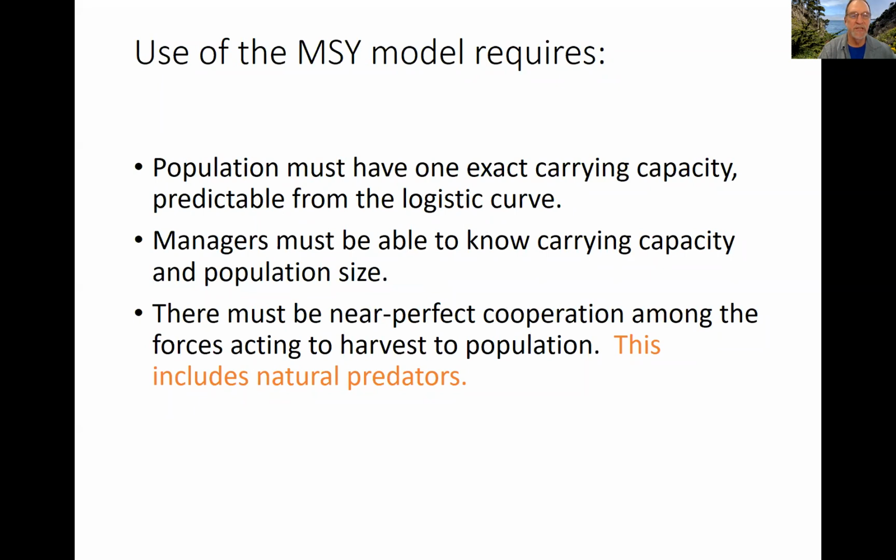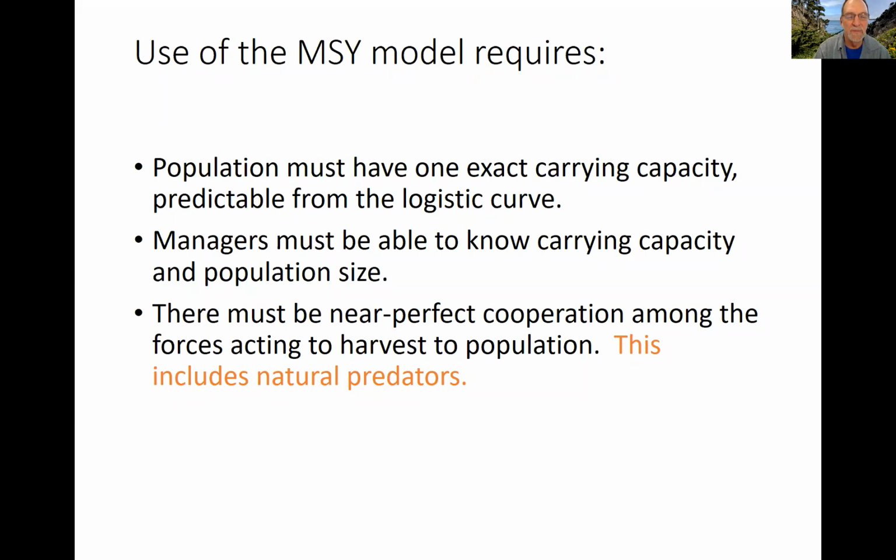There also has to be near perfect cooperation among all the forces that are acting to harvest the population, so you have to have cooperation and agreement among all the different fishers that are operating on that fishery. And you have to understand what the natural predators on that population might be. One of the places where the fisheries managers with the Peruvian anchovy went wrong is that when they were calculating how recovery might occur, they forgot to account for the birds. When the stocks of anchovy began to recover and the fishers got ready to go out and start harvesting them again, they forgot that the population of cormorants was also going to grow, and they would compete with the fishers for a certain fraction of that population.